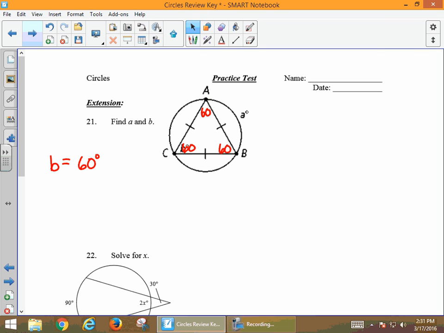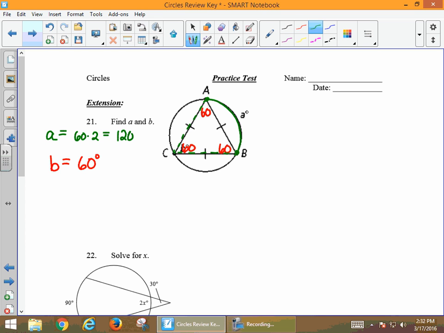And then I can think about the arc that's made. So the arc AB is twice as big as the inside angle here. So if I follow those back, arc AB, which is A degrees, has to be twice the angle. So if the angle is 60, 60 times 2 is 120 degrees. So that is 120 degrees.